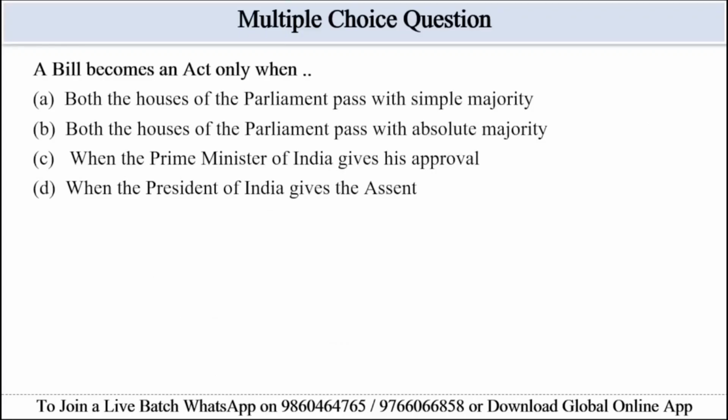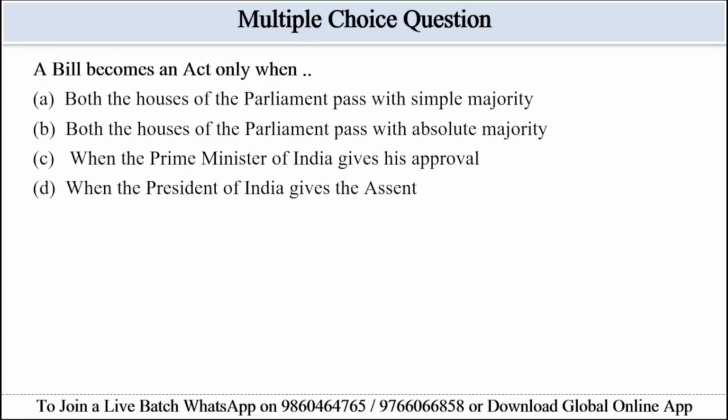So there are some questions. Question: a bill becomes an act only when, option A, both the houses of parliament pass with the simple majority; option B, both the houses of parliament pass with the absolute majority; option C, when the Prime Minister of India gives his approval; option D, when the President of India gives the assent. So as per the passage, the second sentence states the bill had received assent from the President of India on 13th of February 2024. This implies that the bill was transformed into an act upon the President's assent.